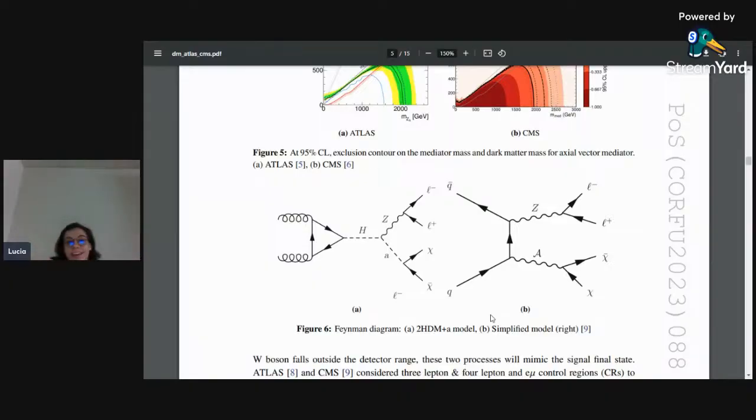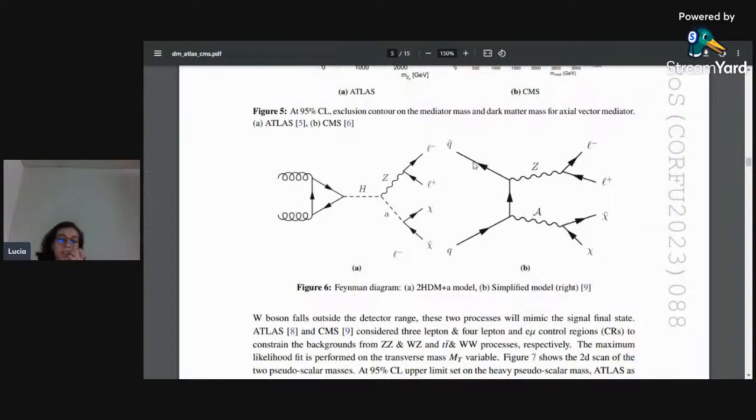One, the A, is the two Higgs doublet model plus a pseudoscalar, that can be the axion. And the other one is a simplified model, and this A here can be the dark photon, but it's just an axial vector mediator that is not present in the standard model. So in both cases, you have the same final states: one part missing, one part lepton.